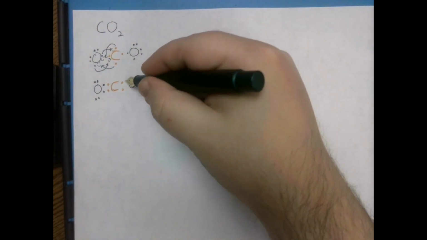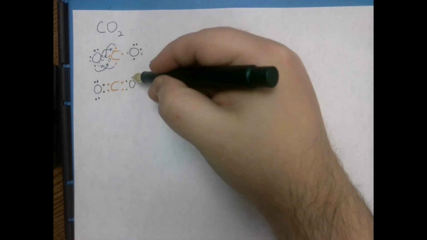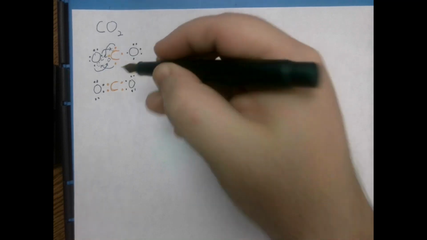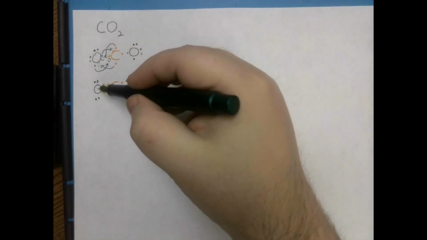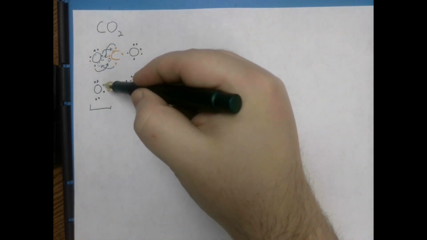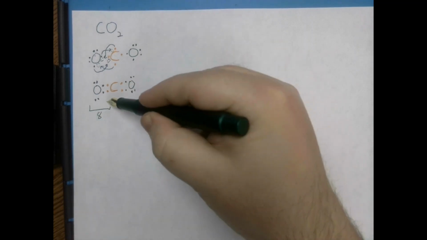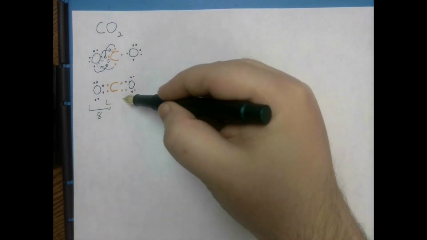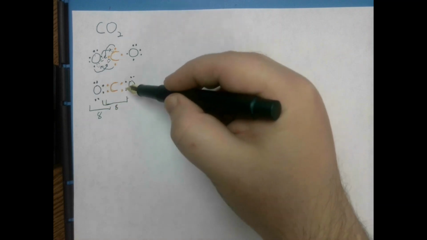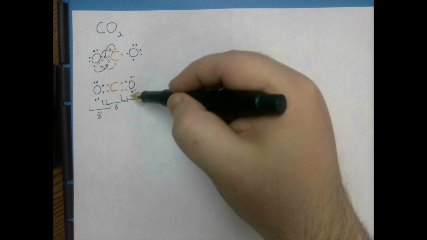So this oxygen is going to share 2 of its electrons with the other one, and it has 4 that are not being shared. So if we count all the electrons next to each atom, this has 1, 2, 3, 4, 5, 6, 7, 8. This one has 1, 2, 3, 4, 5, 6, 7, 8. And this one has 8 also.